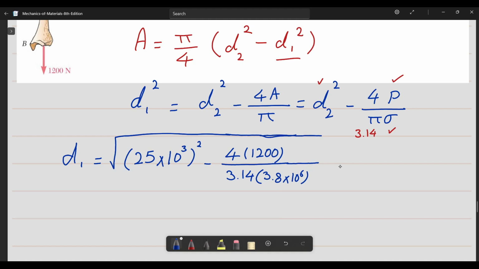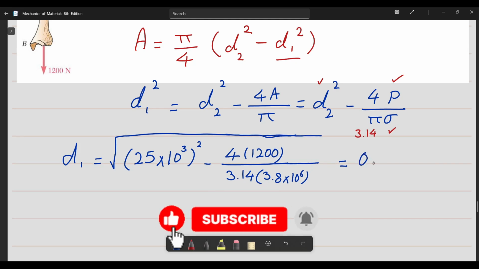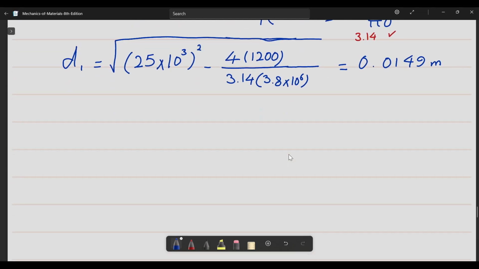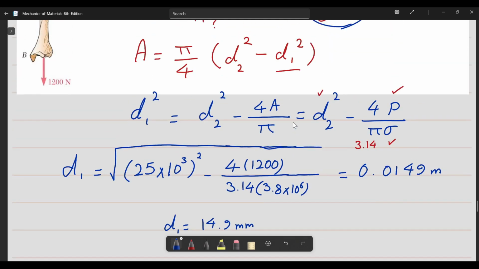And if we calculate this, D1 is approximately 0.0149 meters. It means D1 equals 40.9 millimeters. That's it.